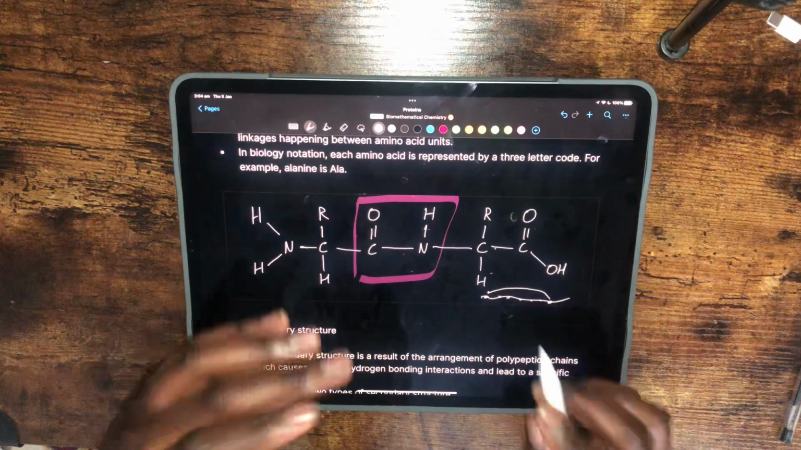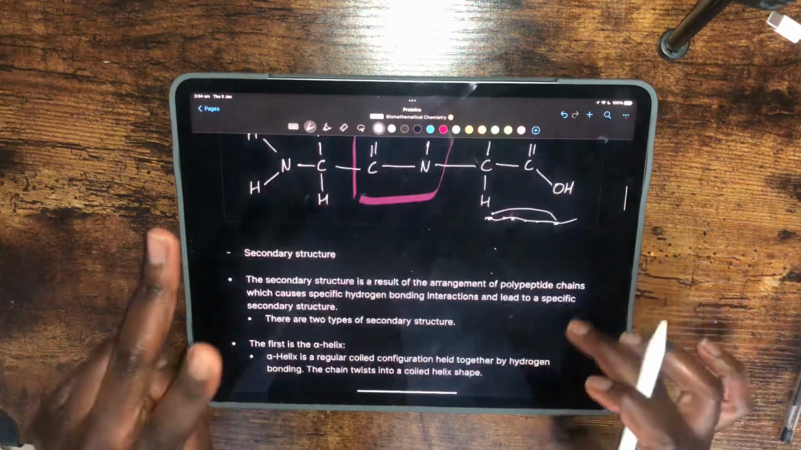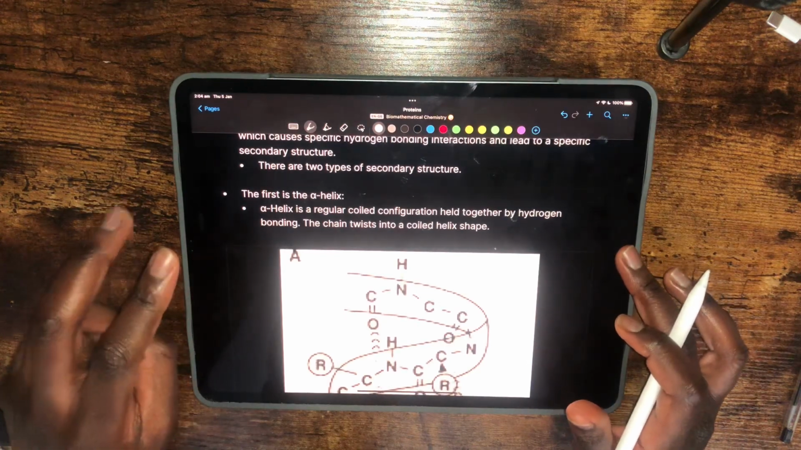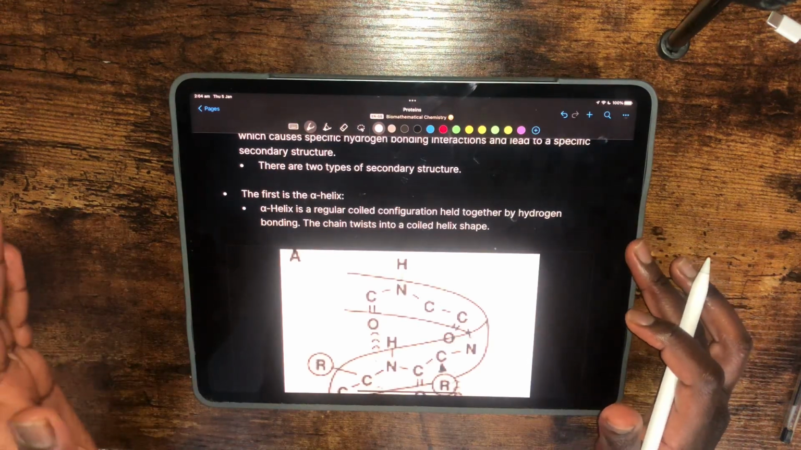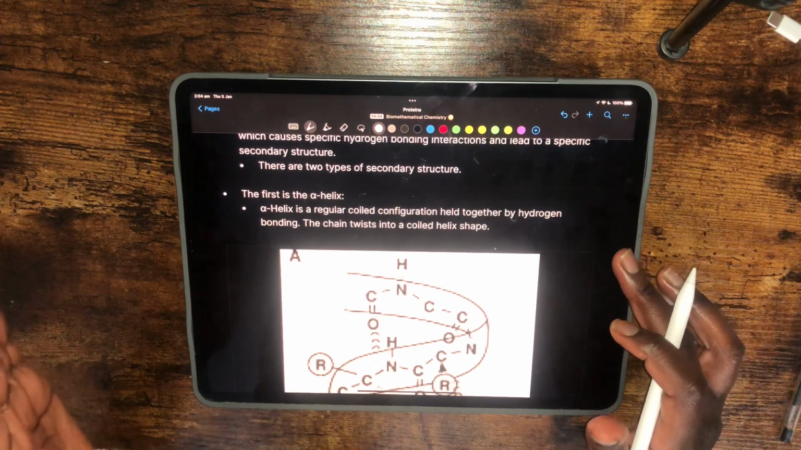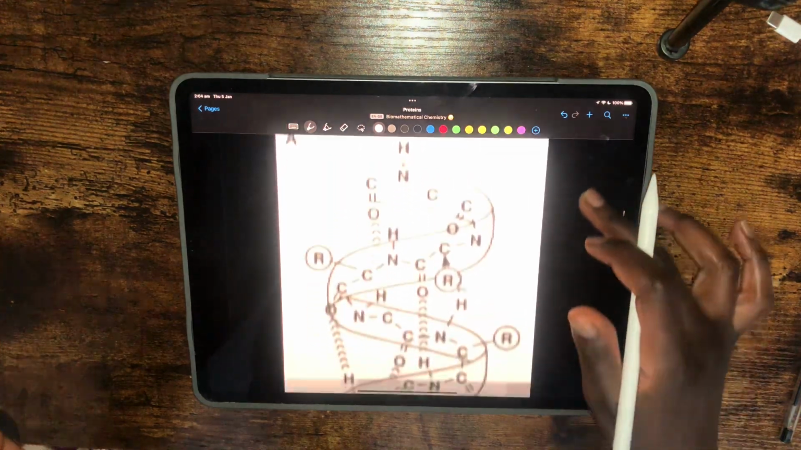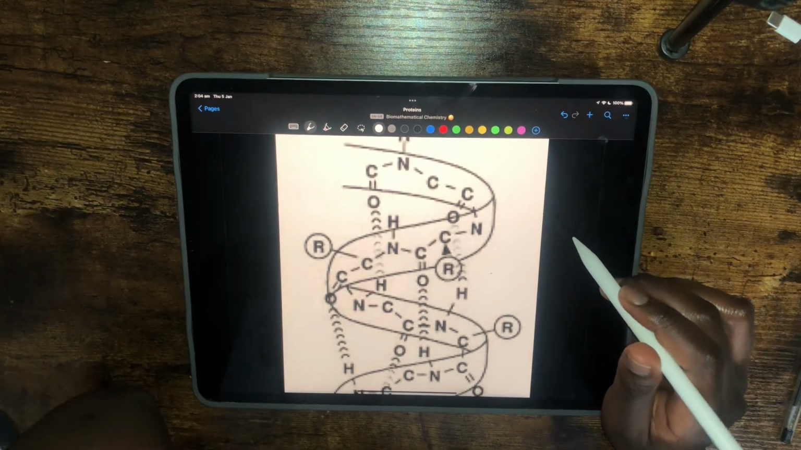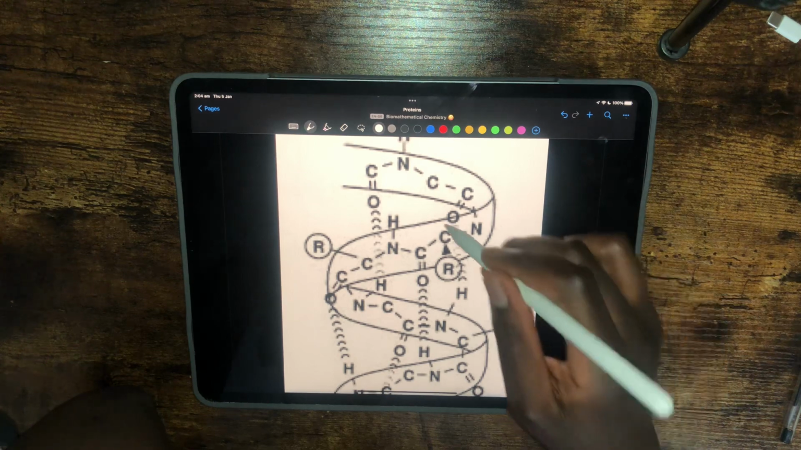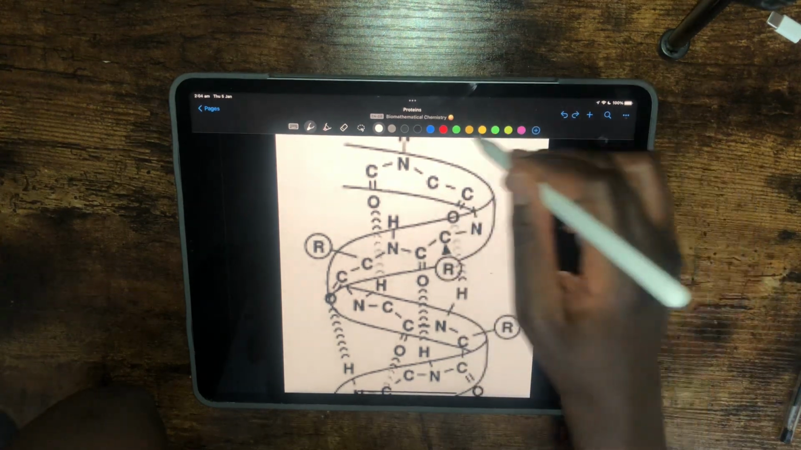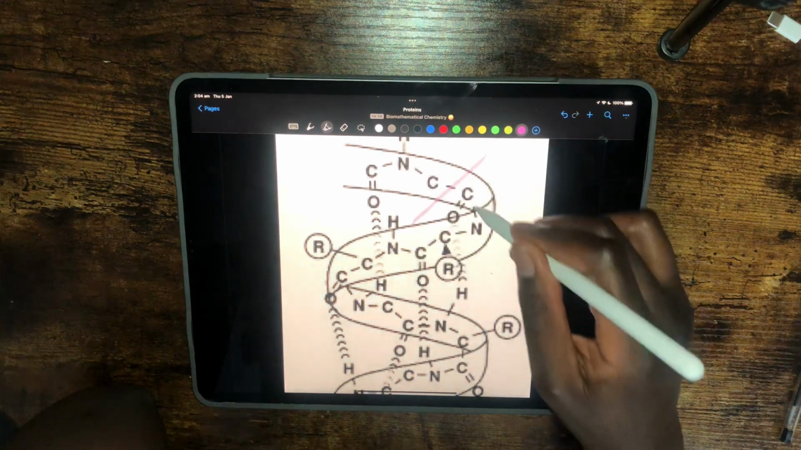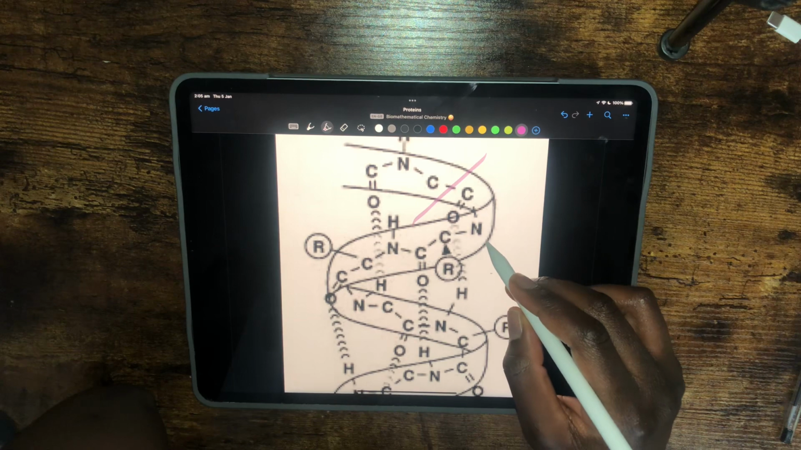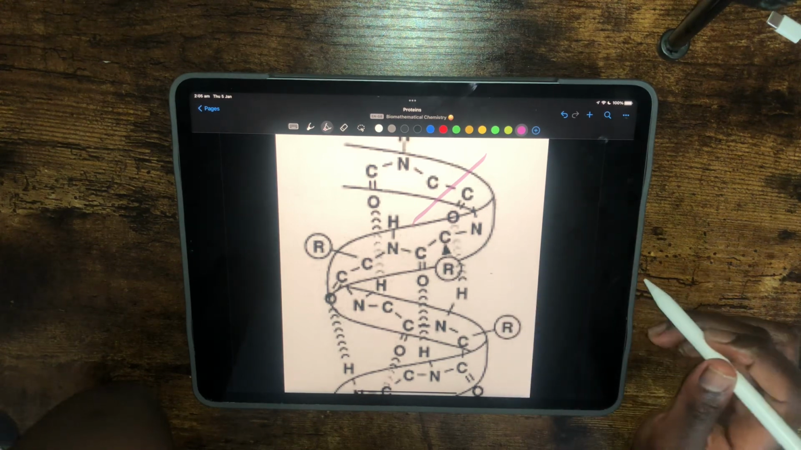And when it does that, there's two sort of structures that we'll go through. So first of all, the first type of structure that you're going to encounter is the alpha helix. The alpha helix is a regular coiled configuration held together by hydrogen bonding, and the chain twists into a coiled helix shape. So you can see here that you have more than one amino acid chain. I can separate them out so you can clearly see where the amino acid chains are.